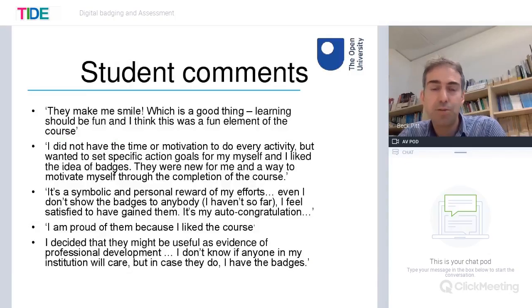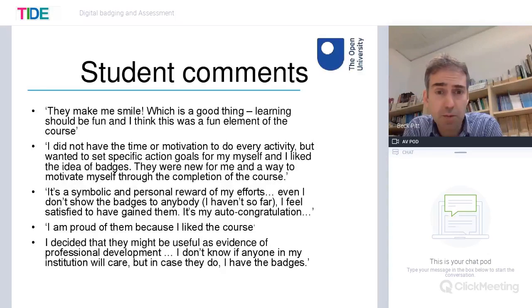So we see a whole load of comments from learners, many positive, some a little bit more cautious. But here are just a couple of the more positive ones, just to give you, maybe this might spark some ideas in terms of thinking about how a digital badge might be useful for a particular course. For example, one learner said, "Well, they make me smile. It's a good thing. Learning should be fun." And I think it was a fun element of the course.